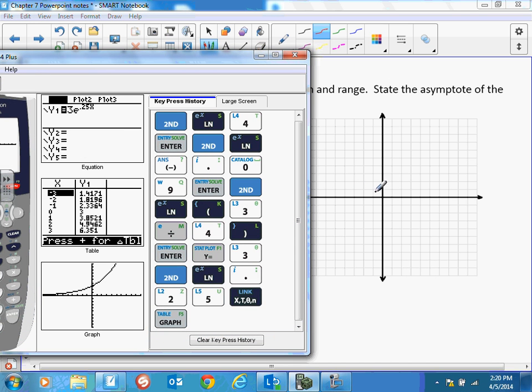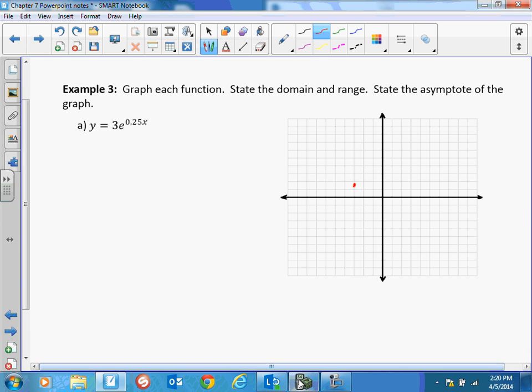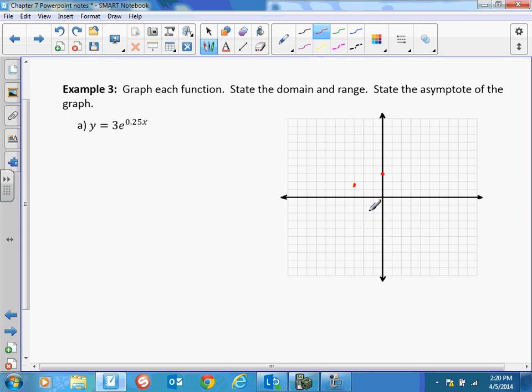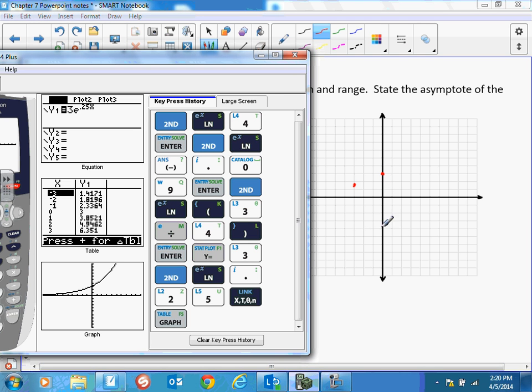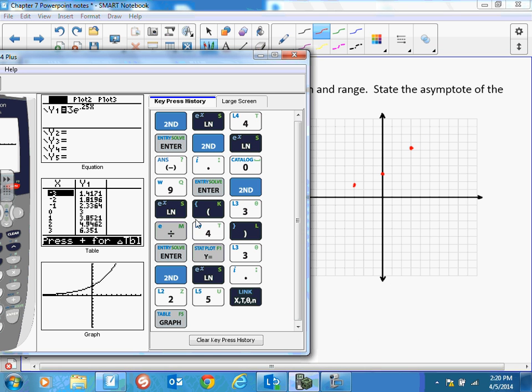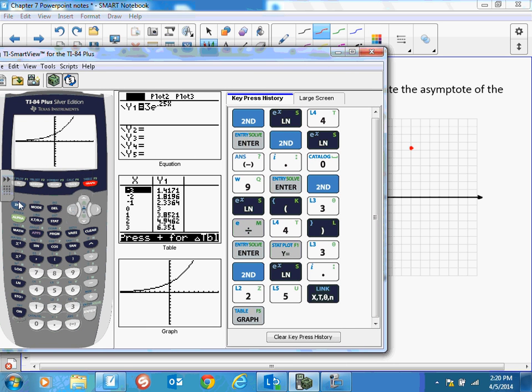So we got negative 3, 1.4, about right in the middle. We got 0, 3, 1, 2, 3. And we got 3 and 6.351, so about right there. Okay, and that should be, well, let's hit second table. We'll look at some other dots.